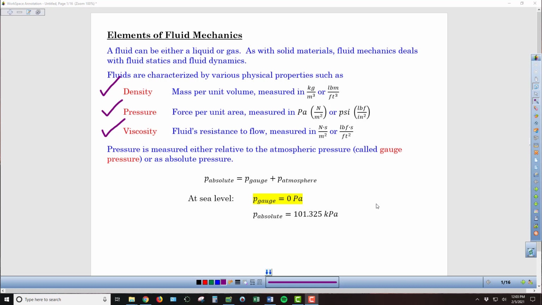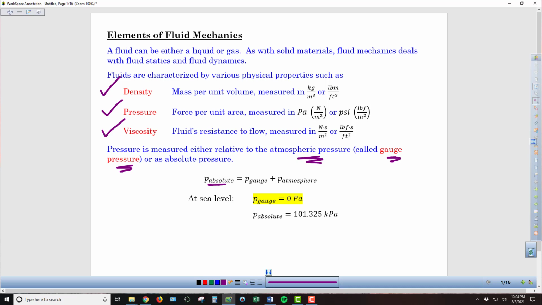So the pressure of a fluid is measured either as absolute pressure or as relative to the atmospheric pressure. And this type of pressure is called the gauge pressure. So basically, a gauge pressure here on Earth at sea level would be 0 pascals. But of course, we're not living in a zero pressure environment. It's just that the gauge is scaled to be at 0 for what's going on at sea level.